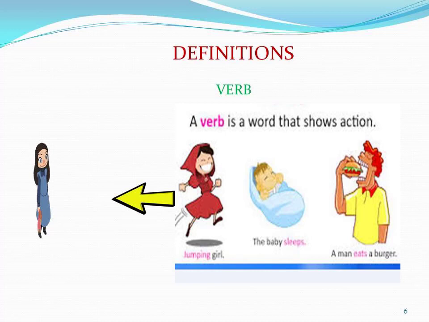The second example is the baby sleeps. Here the baby does the action sleeps. So sleeps is the verb. The third example is a man eats a burger. Here a man does the action eats. So eats is the verb. And you should remember that verb always refers to action only.